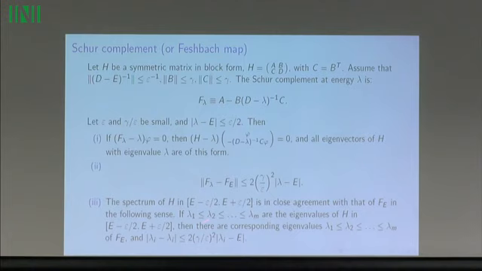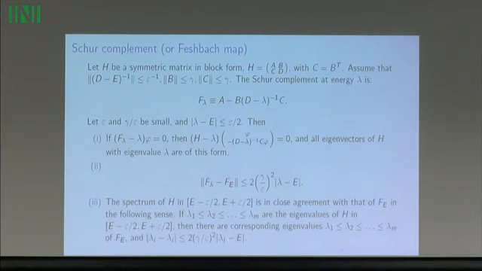Then the conclusion is that the spectrum of H that we're interested in is in close agreement with that of F sub E, if I'm fixing the subscript in the following sense. If I have the eigenvalues of H, then there are corresponding eigenvalues of F sub E. I should have put superscripts or tildes on them, but they're not exactly the same numbers, but they're pretty close.